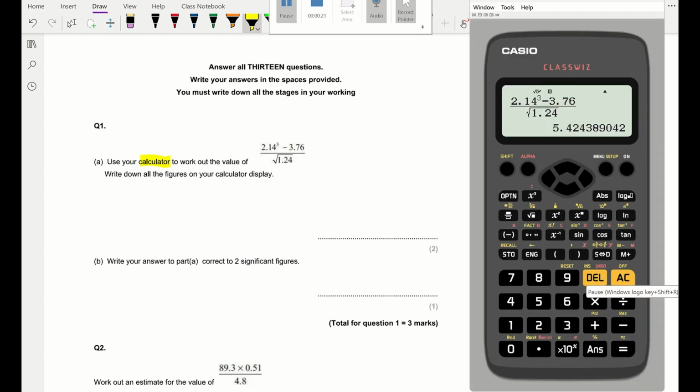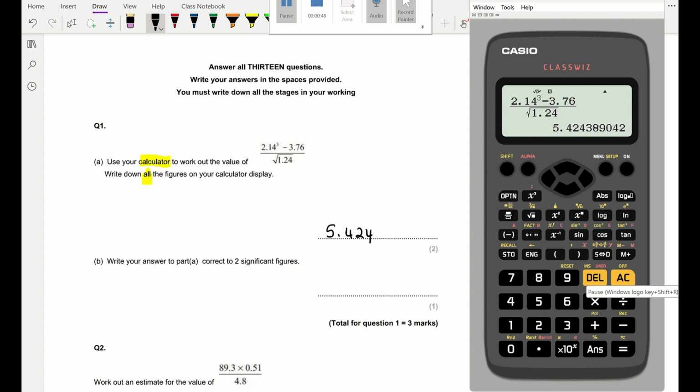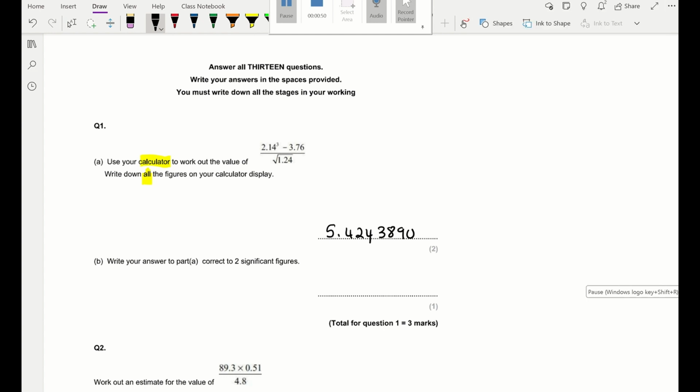So use your calculator. You would literally get your fraction button. You would put 1.24 cubed minus 3.76. Use your arrow button and then press square root 1.24, and you would press equal, and it says write down all the figures. So write down everything you see on the calculator. 5.424, 3890, and then 42. And then write your answer to part A. So that's my answer to part A.